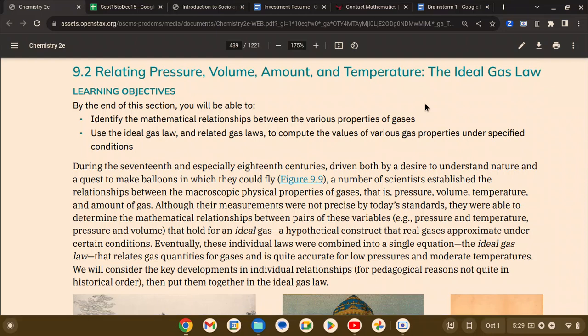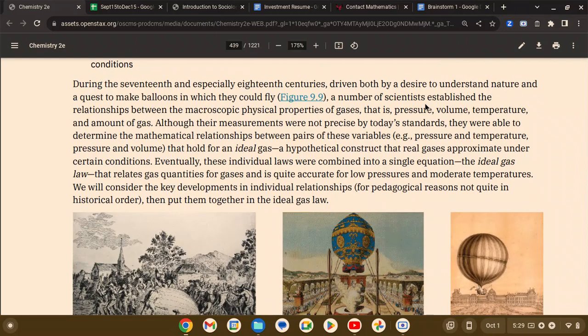During the 17th and especially 18th centuries, driven by both a desire to understand nature and a quest to make balloons in which they could fly, a number of scientists established the relationships between the macroscopic physical properties of gases, that is, pressure, volume, temperature, and amount of gas. Although their measurements were not precise by today's standards, they were able to determine the mathematical relationships between pairs of these variables that hold for an ideal gas, a hypothetical construct that real gases approximate under certain conditions.